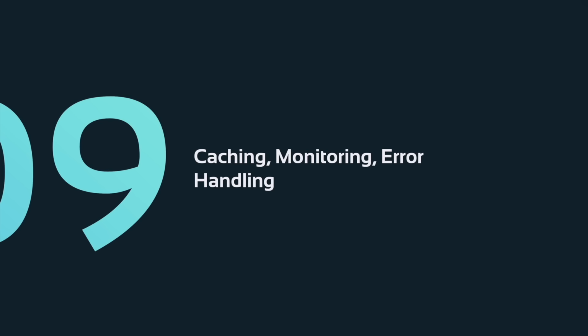This section covers the essential production concerns: caching to make systems fast, monitoring to know what's happening, and error handling to keep systems running when things go wrong.